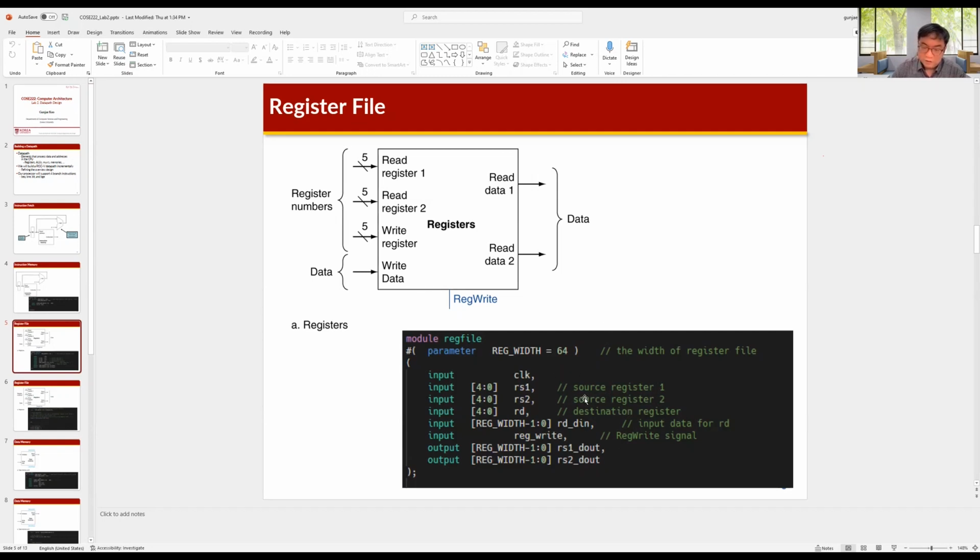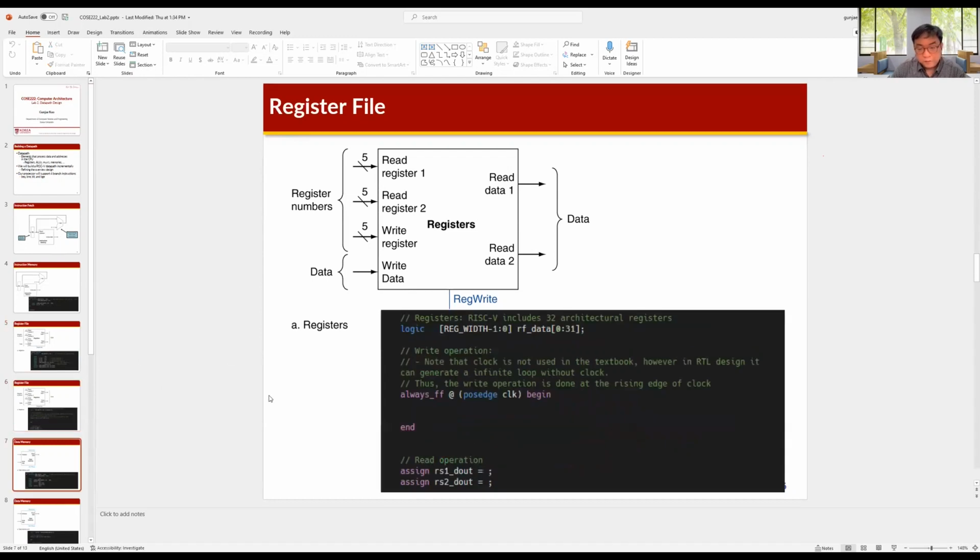Also, the register input and output ports of the register file are defined here. If you read the SystemVerilog file, you can find these comments that I wrote about the write operation. In class, we learned that the register file does not have any clock signal input, which means that the register file is not sampled by a clock signal.